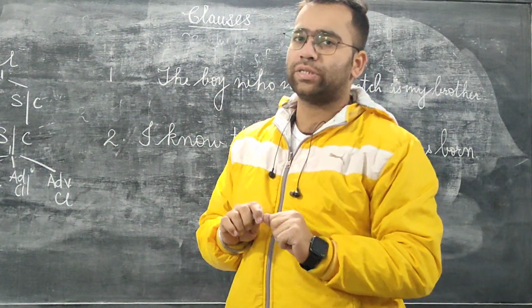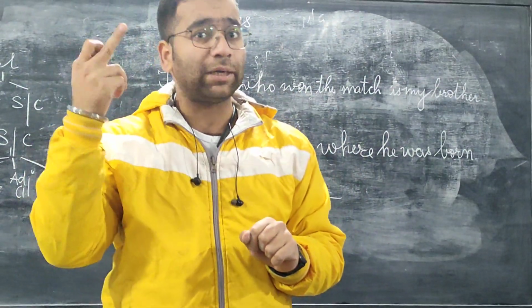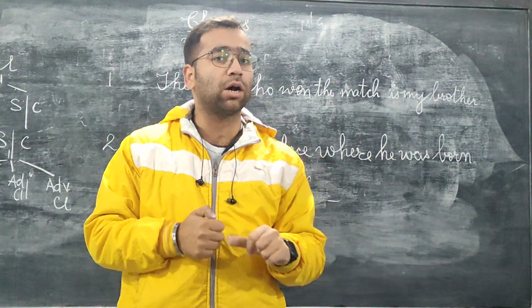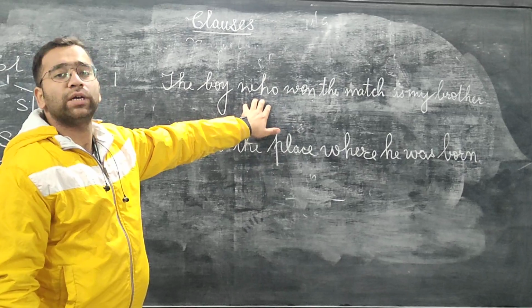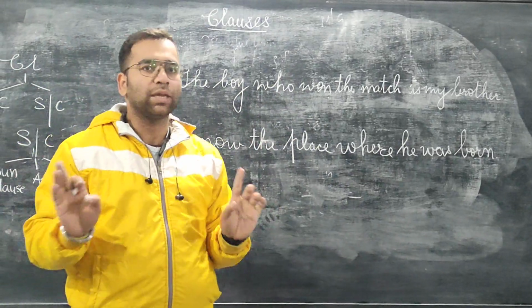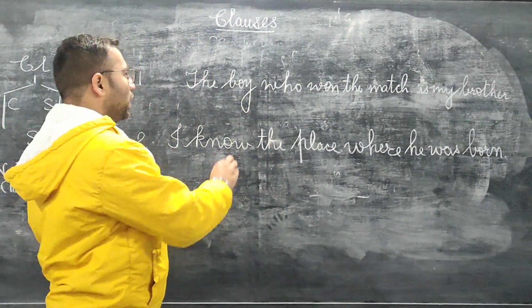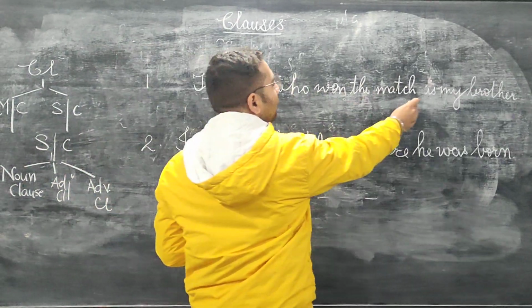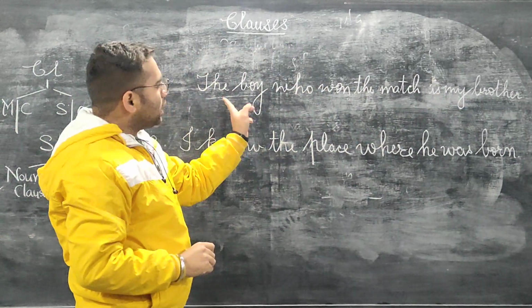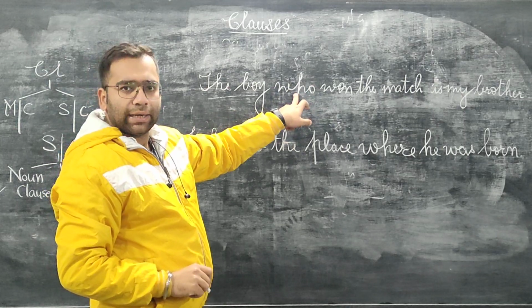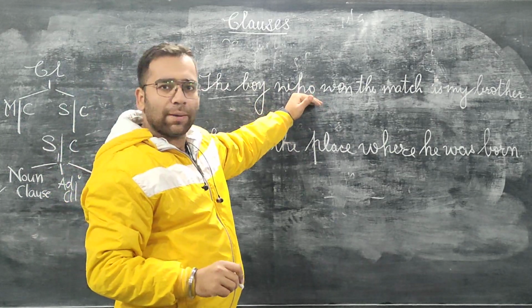Okay, what is the first step? Now you need to keep it in your mind. Sir has told us now. The first step which I told you is divide the sentence. The boy who won the match is my brother. Now from here the conjunction is starting. It means there must be a break.